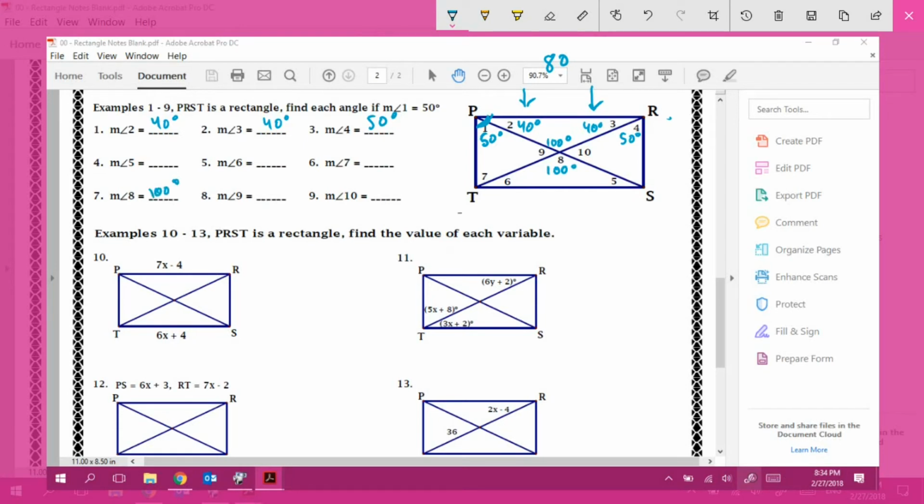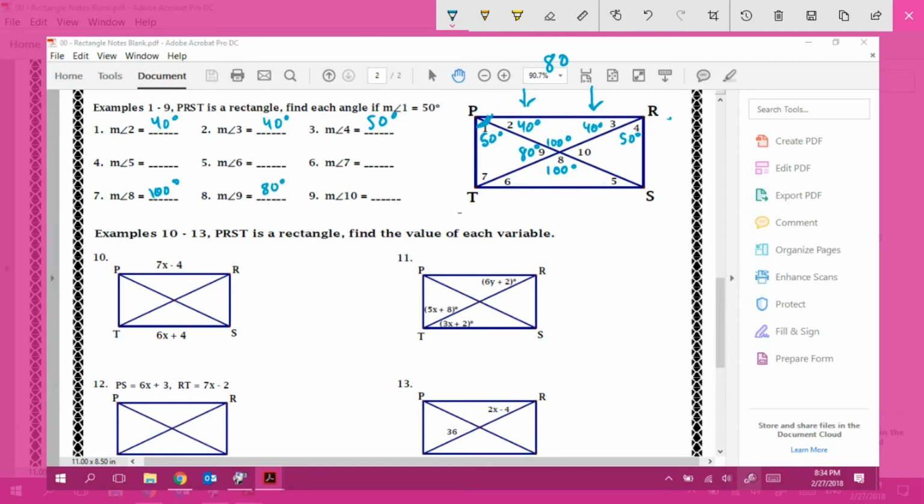And then doing one more with you. If you see that the measure of angle 8 is 100 degrees, what's the measure of angle 9? Remember, this is a linear pair. Linear pairs always add to 180. So what would the measure of angle 9 have to be? It's going to have to be 80 degrees because 100 plus 80 equals 180. So measure of angle 9 is 80 degrees.